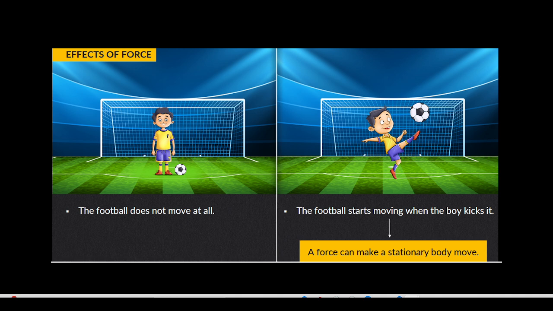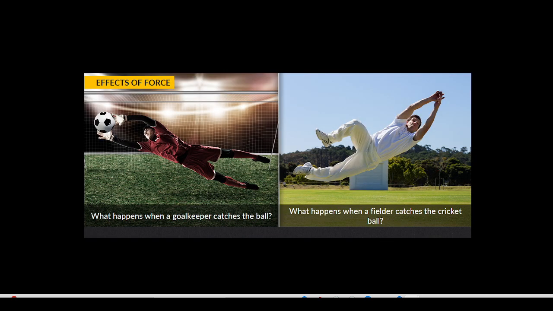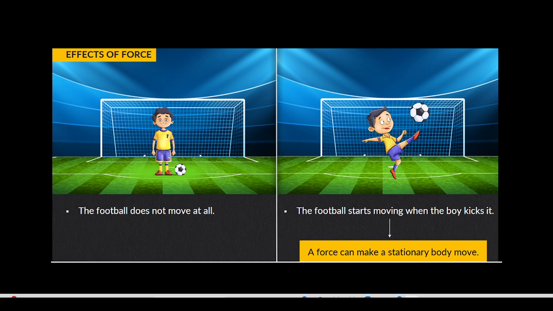So that means the first effect of force is that it can make a stationary body move. What is the meaning of stationary body? A body that can't move without something else helping it, a body which is at rest, which is not moving. So what is the first effect of force? It can make a stationary body move.